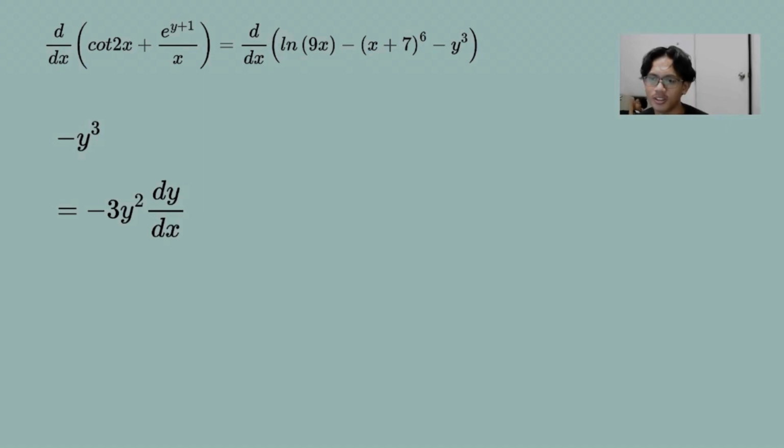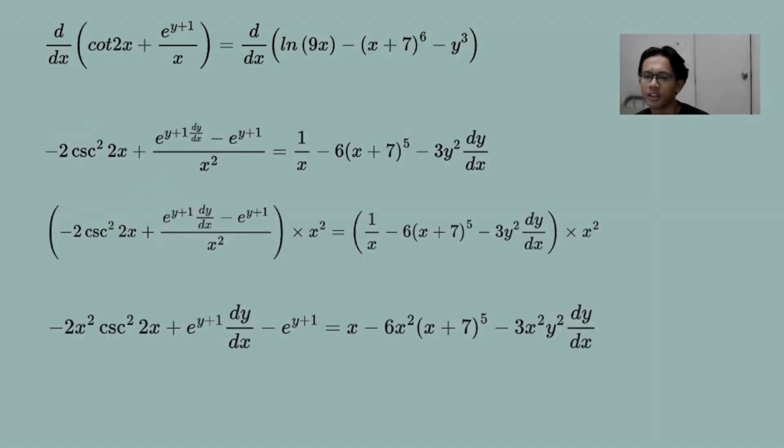So the last term is negative y cubed. So first we move the 3 to the front, then we subtract from the power, so we will get negative 3y squared dy over dx. Then we will get negative cosecant squared 2x plus e^(y+1) dy over dx minus e^(y+1) over x squared equals 1 over x minus 6(x plus 7) to the power of 5 minus 3y squared dy over dx.